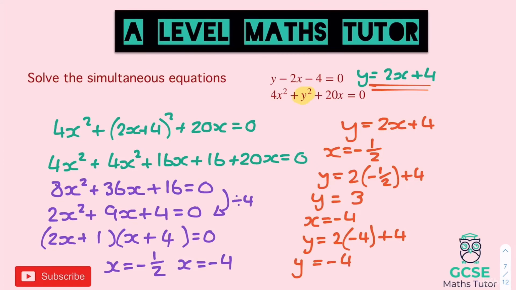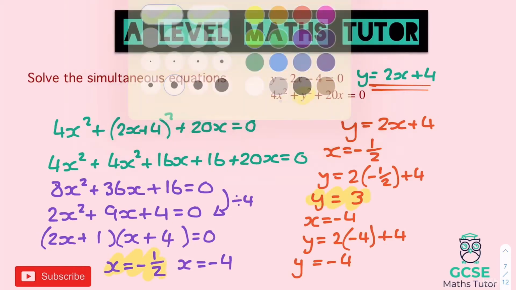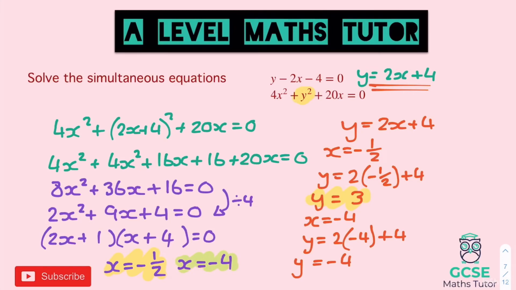Right, there we go, so we've got our solutions there. We had when x is negative a half, y equals 3, and for our other one there, we've got when x is negative 4, y is also negative 4. And there's our two solutions. Right, okay, so that is the bulk of our questions done. Now we're going to have a look at something slightly different, so here that is.